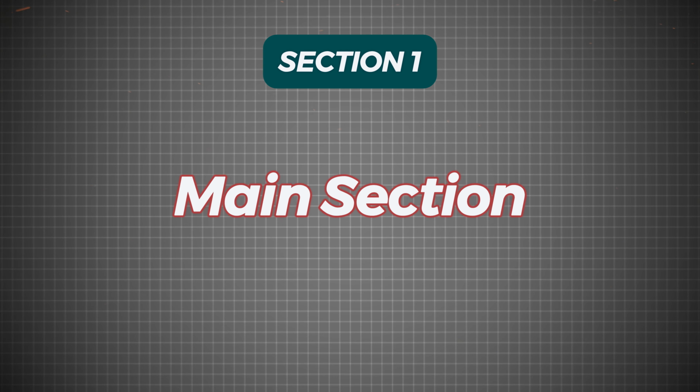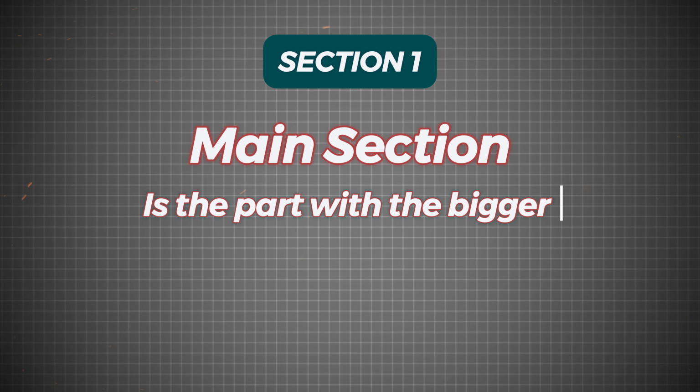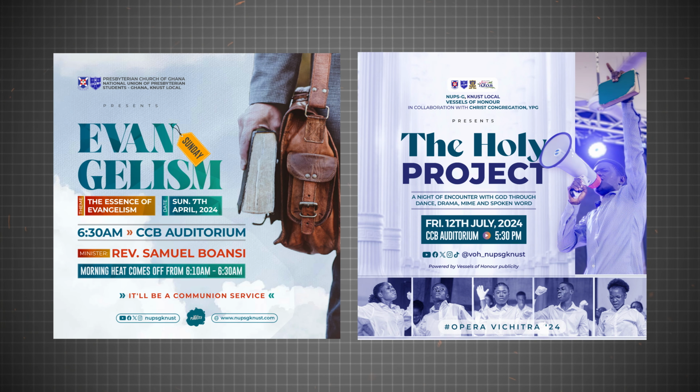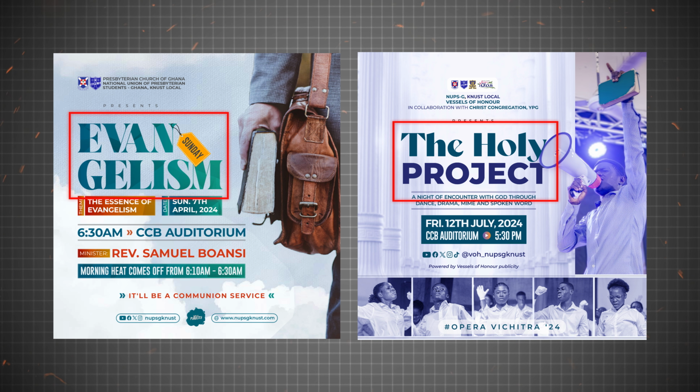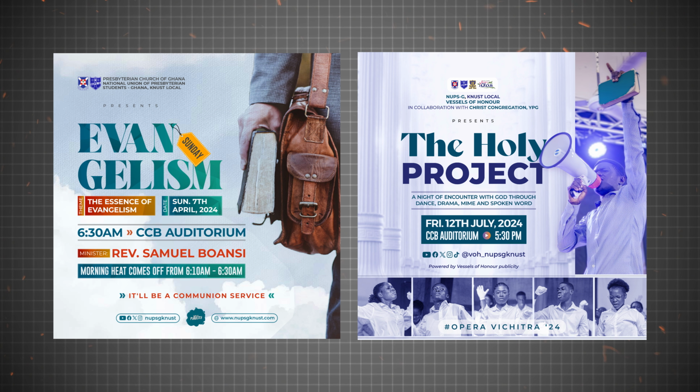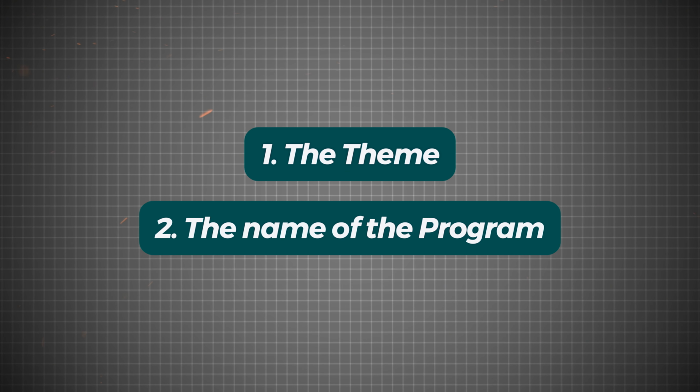So the first one is the main section. The main section is the part with the bigger size of font. So with these flyers, these are their main sections. With this section, there are only 2 things you may consider when choosing which one works better. The 2 things are the main theme of the flyer and the name of the flyer.